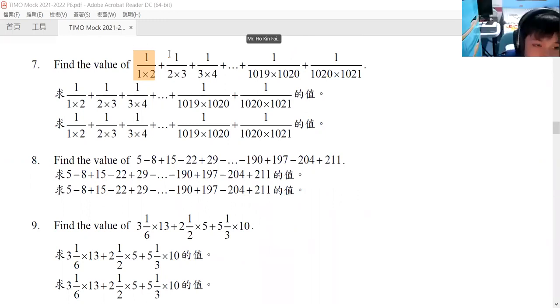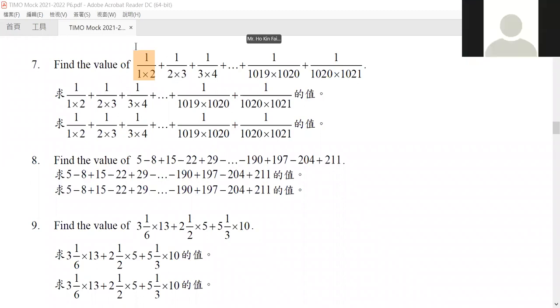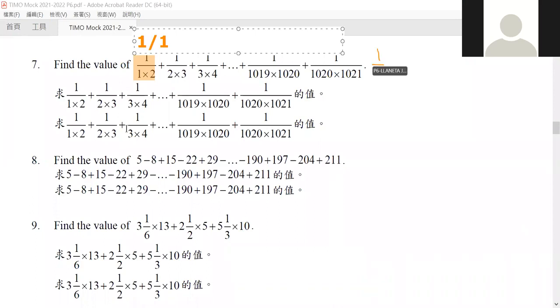Can I annotate? Excuse me, what do you mean? Oh yeah, sure. Thank you.